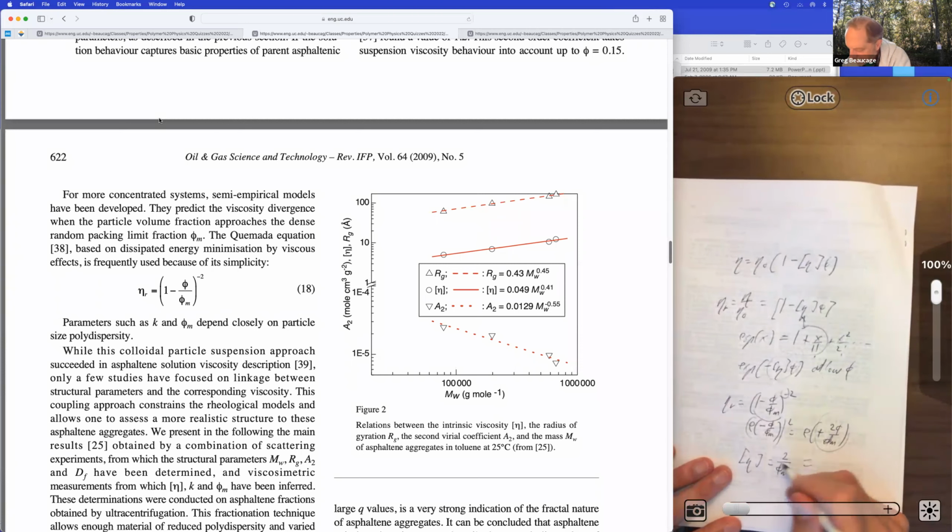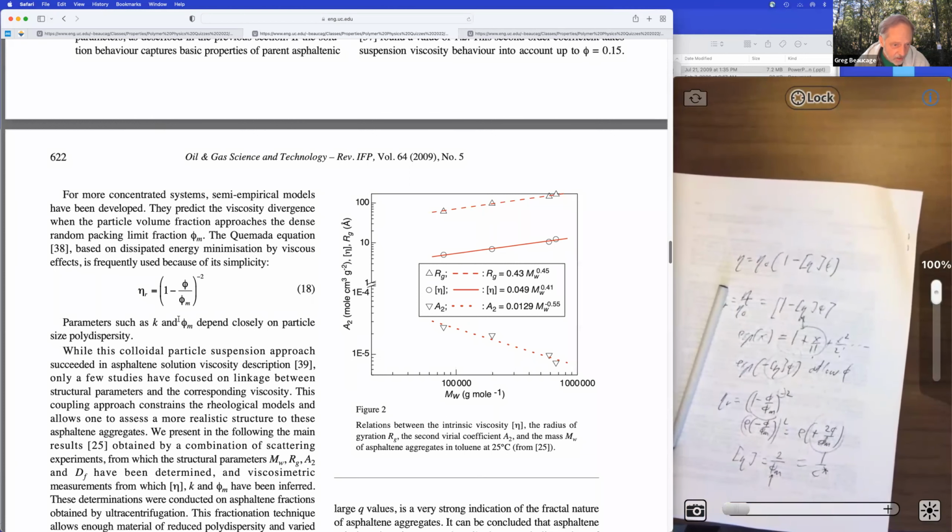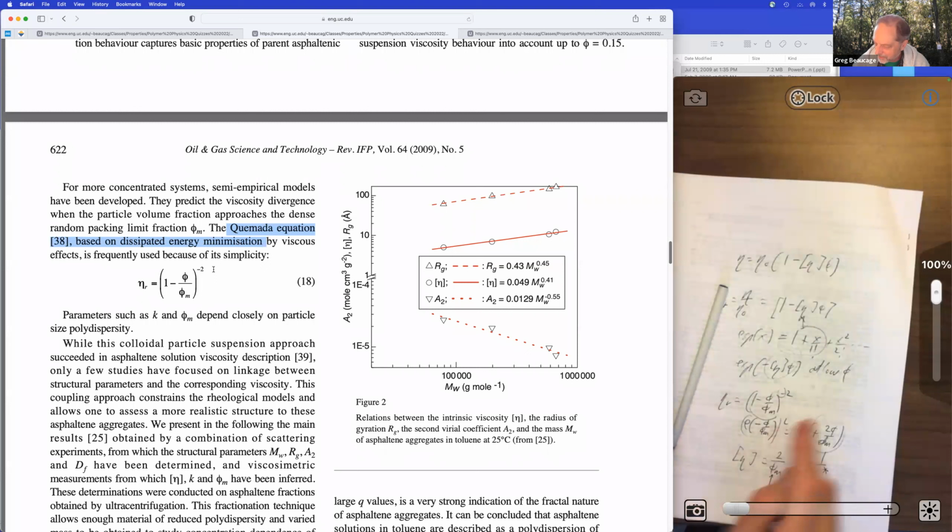And I already said that intrinsic viscosity is 1 over c star. This is also a concentration. That concentration, he says, is phi m, the dense random packing limit fraction. So this is a Quemada equation. Right? So this is just the same equation written in a different way. Basically, phi m is something like the overlap concentration. And so this probably is only useful at low concentrations because you had to use this exponential thing to kind of work this out.